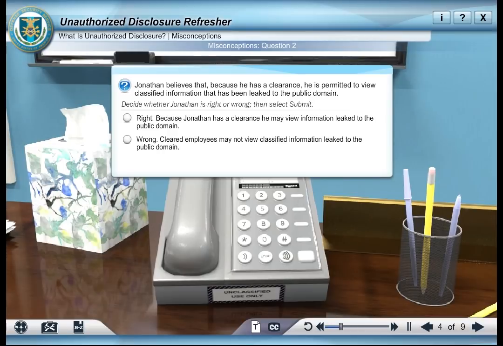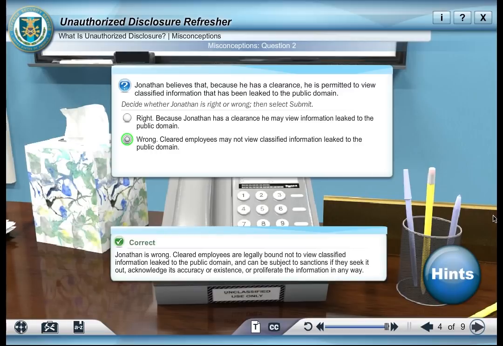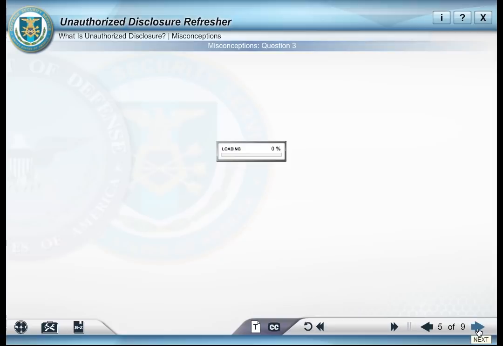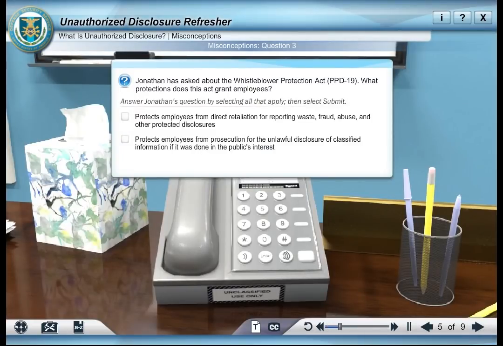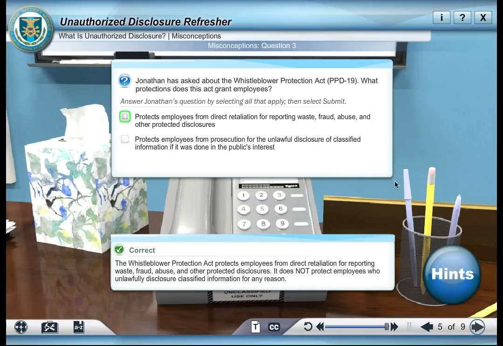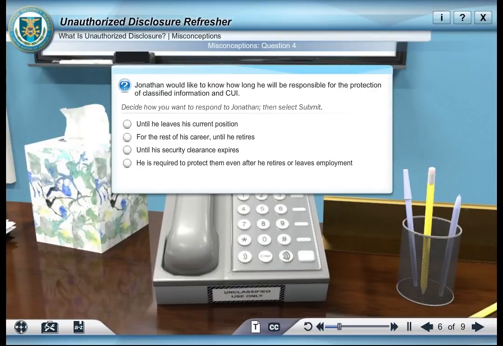Huh. I didn't know that. Still, it would be okay for me to view the information because I have a clearance, right? Interesting. I know there have been some high-profile cases like this lately, and I've heard a lot about the Whistleblower Protection Act. What does that do? You know, I don't plan to stay at this job forever. How long will I be responsible for protecting against unauthorized disclosure?